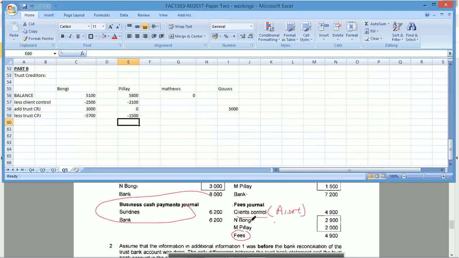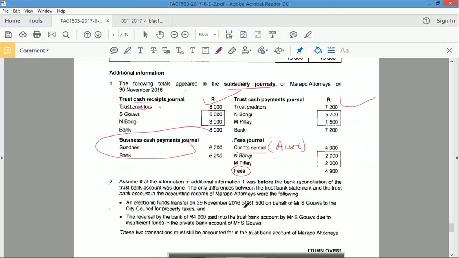Business bank account, no, and then you've got the fees journal. Right, so the client control. So Bongi, so then less the fees. Okay, so Bongi has to pay us that fee, and Pillay has to pay us that fee. Right, was there anything else here? This was an EFT for who?